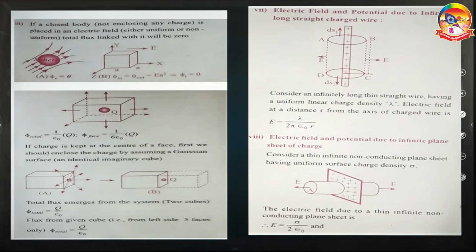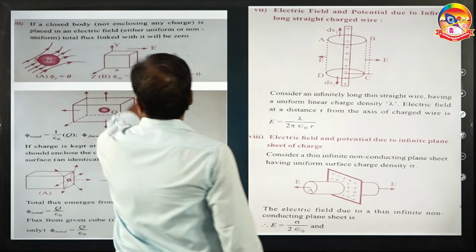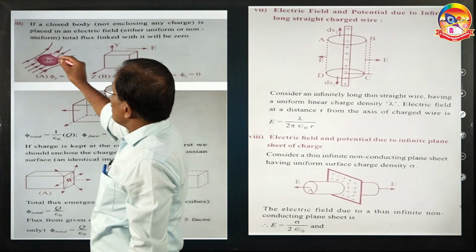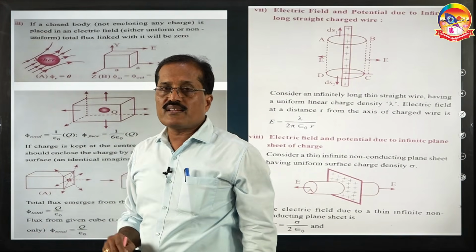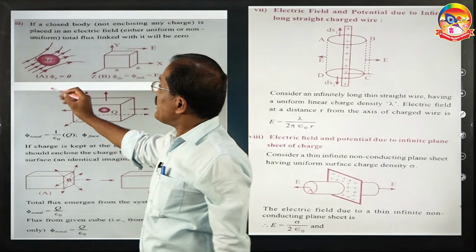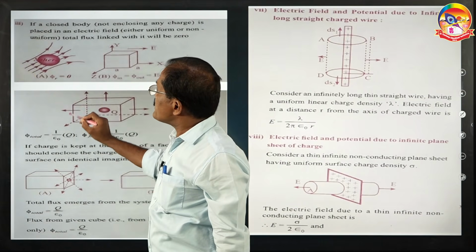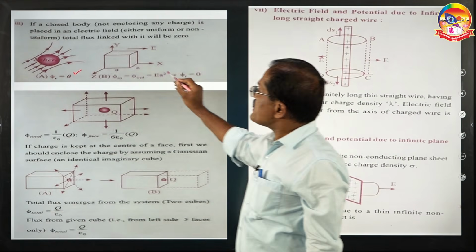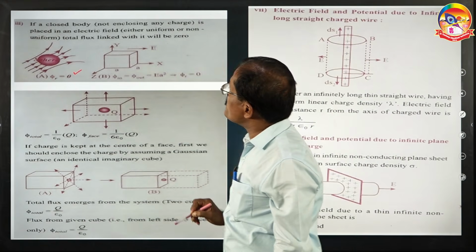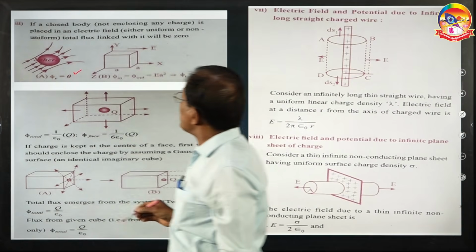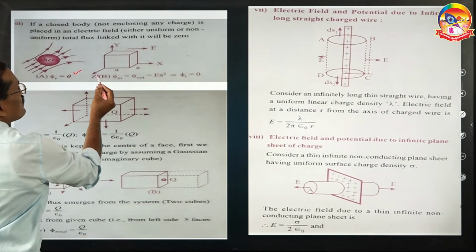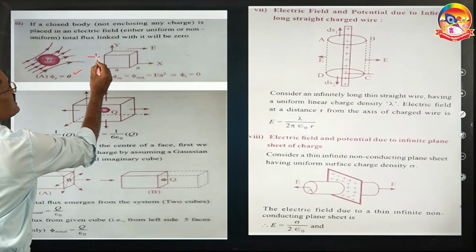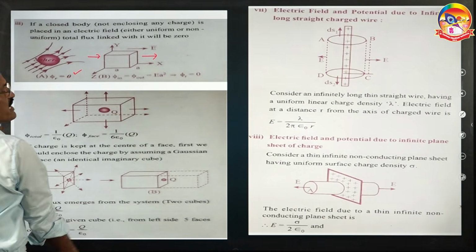Now, look carefully, this is one closed body, kept in a non-uniform electric field, and the number of lines entering and the number of lines leaving are the same, therefore the net flux is always equal to 0. And let us take this particular cube here. You can see the electric field is like this, the cube is here, the number of lines entering from here and the number of lines leaving here are the same.